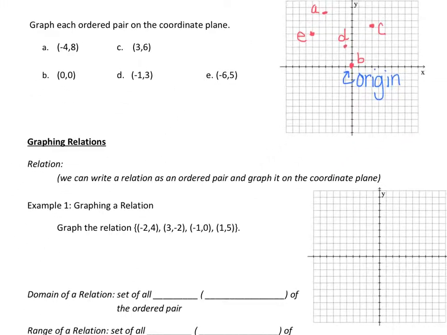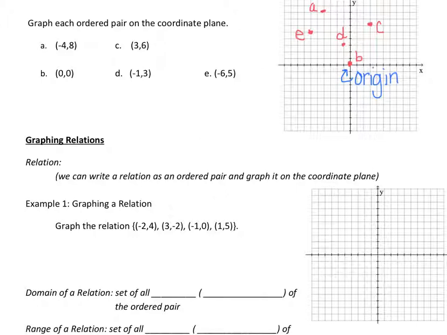Now, when we graph things like this, we call them relations because they're grouped together. They have some sort of relationship. The official definition is a set of pairs of input and output values.